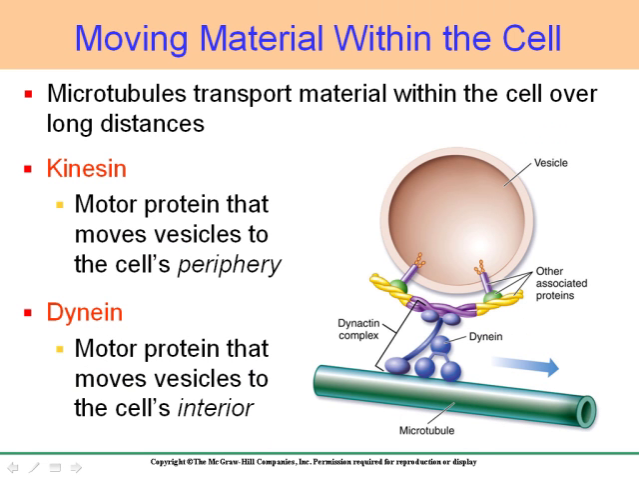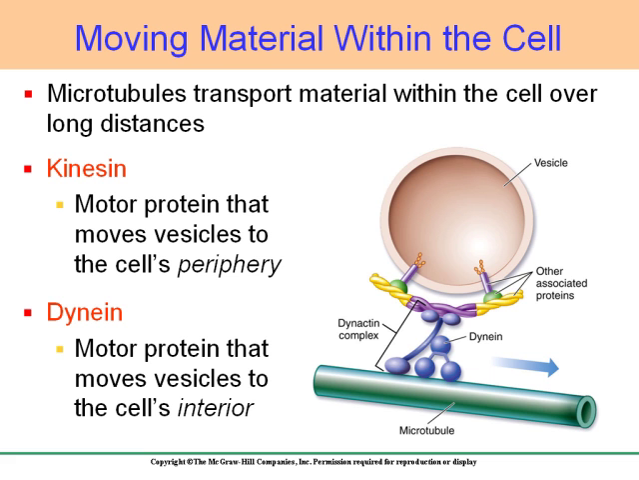Microtubules are not only important in moving cells themselves, but also moving material within a cell. Microtubules will transport material within the cell over long distances. Please notice to the right that you have a large green microtubule. Again, this thing is going to run the distance of a cell. And attached to that microtubule, you're going to have something called a motor protein, indicated in blue. There are 2 main types of motor proteins that could be attached to the microtubule. Number 1, something called kinesin, and number 2, something called dynein.